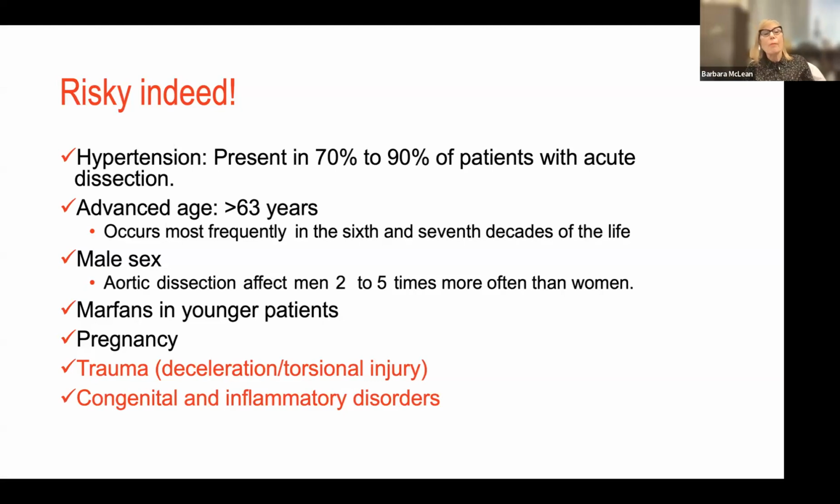Now, we got to think about patients who are at risk, okay? So, of course, anybody who has uncontrolled hypertension, and that's present in 70 to 90% of patients who have an acute dissection. Uncontrolled hypertension.